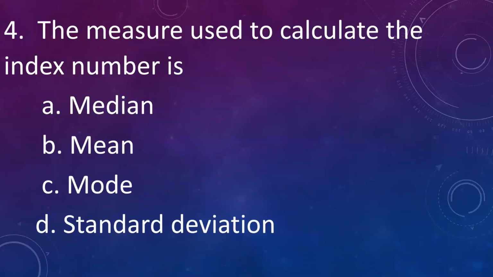Then measure used to calculate index number is A. Median, B. Mean, C. Mode, D. Standard deviation. Answer is median. Median is used to calculate the index numbers.